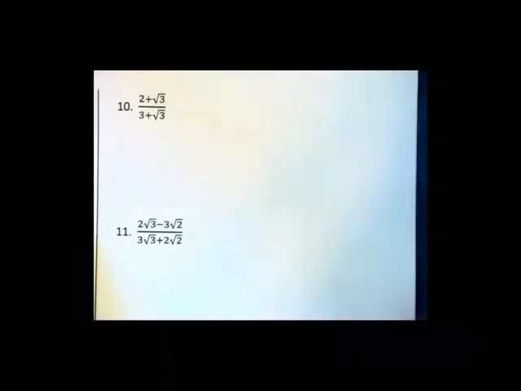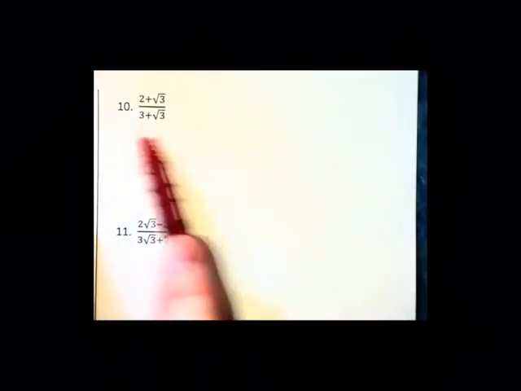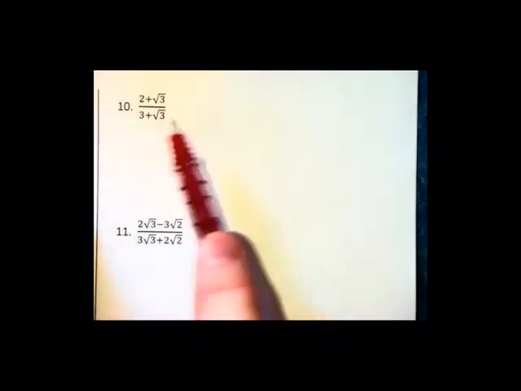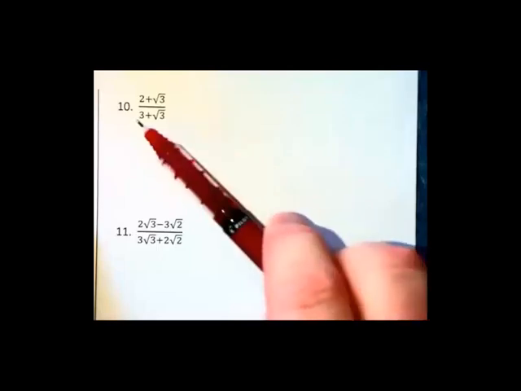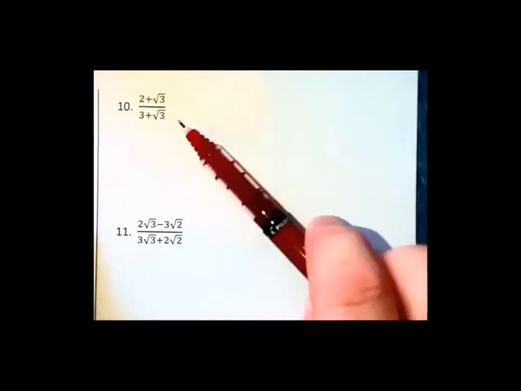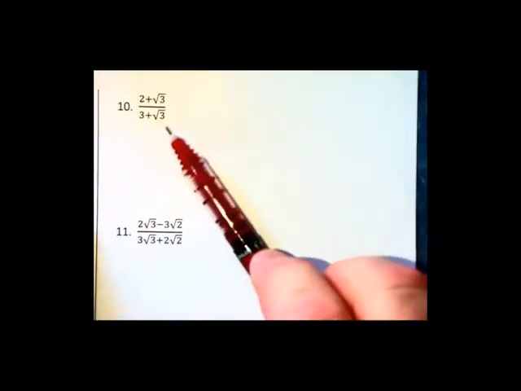Now we jump up to the harder level, and when you have a binomial in the denominator, you cannot just multiply by root 3 over root 3. The reason is, if you start to do the distribution, you're going to get 3 root 3 right off the bat, and you're nowhere cleaner than when you started. The idea was to get rid of the radical in the denominator.